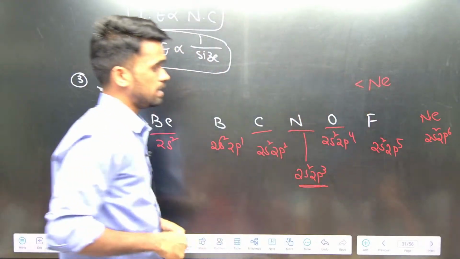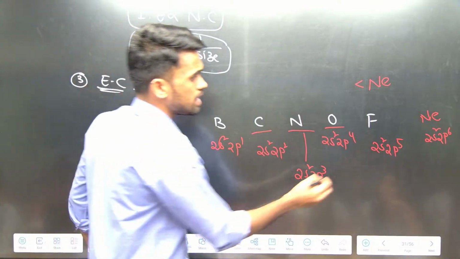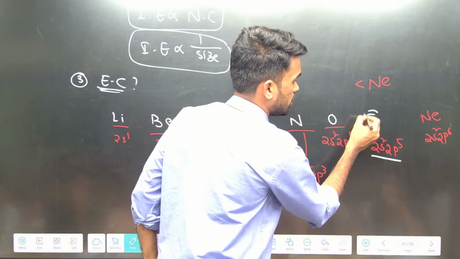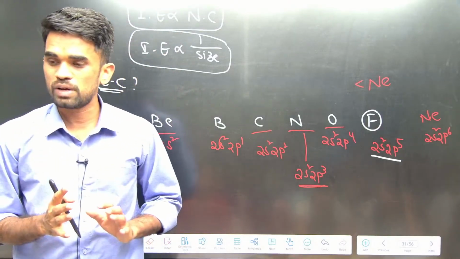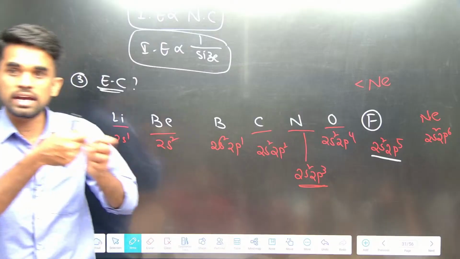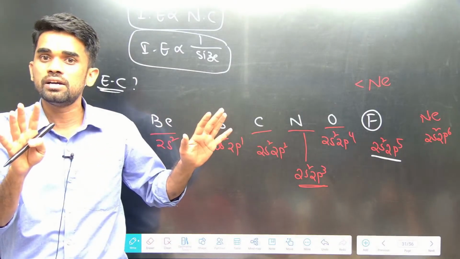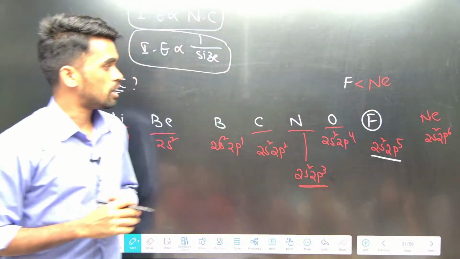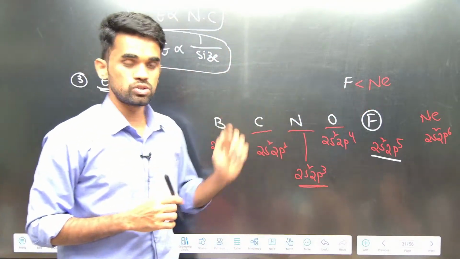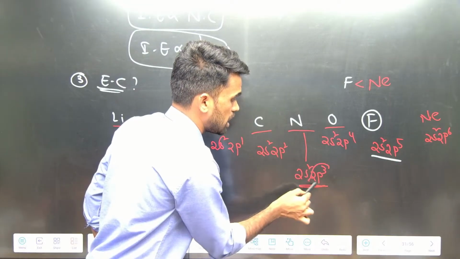Keep it aside. Next one, here it has a p5 electronic configuration, and we know fluorine is the most electronegative element. See, an electronegative element, what will it do? It will try to gain an electron, but it won't try to give an electron. So that's why the next one is fluorine. Now comes here oxygen, nitrogen. See, nitrogen has a half filled electronic configuration now.